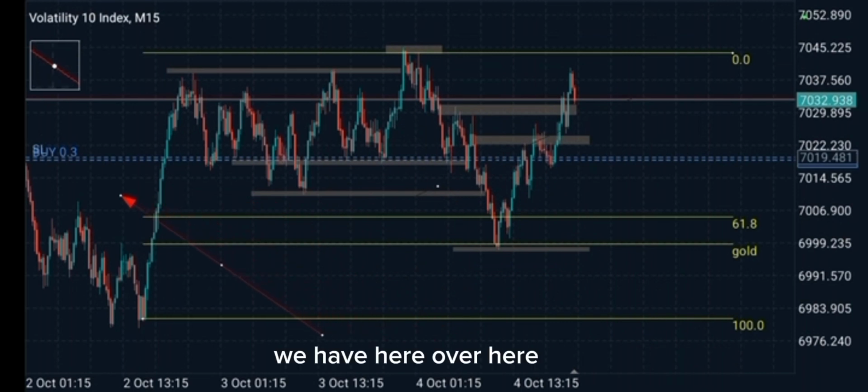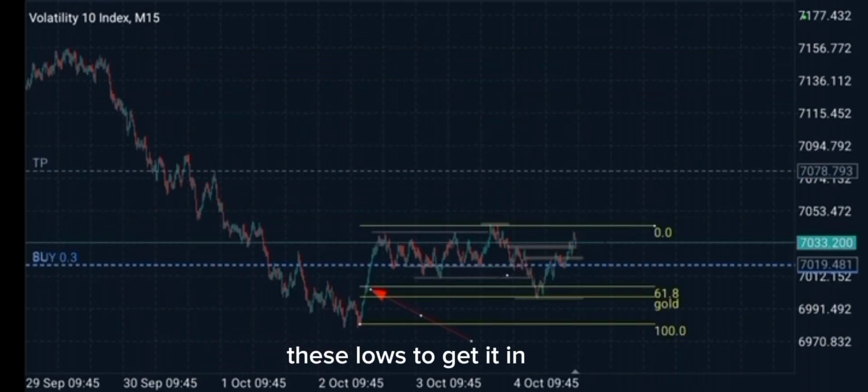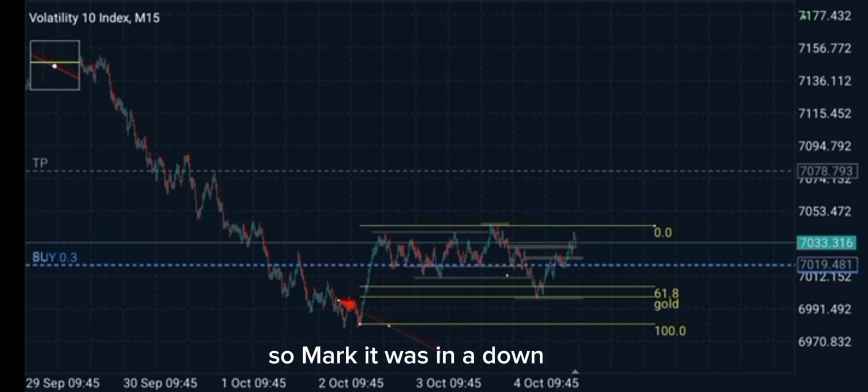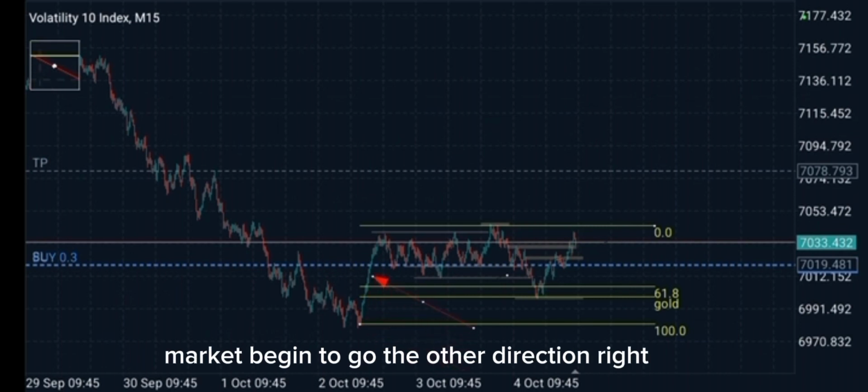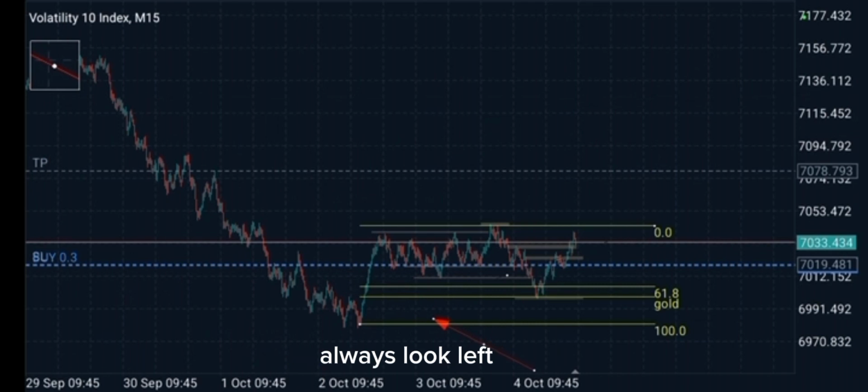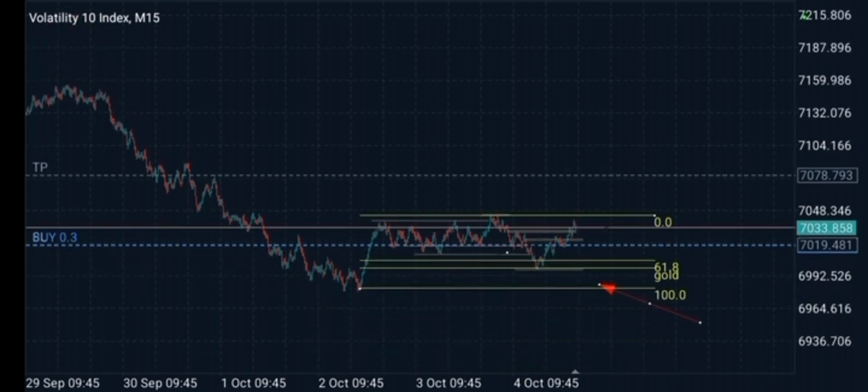Right, over here we had price break these lows. Let's get it in. So market was in a down, and you realize what the market begins to do. Market begins to go the other direction. Right, you will hear most persons say always look left to know what to do on the right. So we look left, we're in a down. As you can see, we broke 3 higher lows, came, consolidated, swept the low. My fib told me, hey, we're going up.